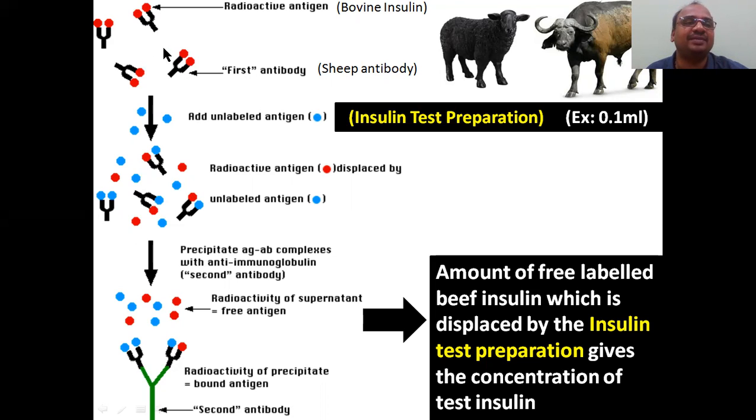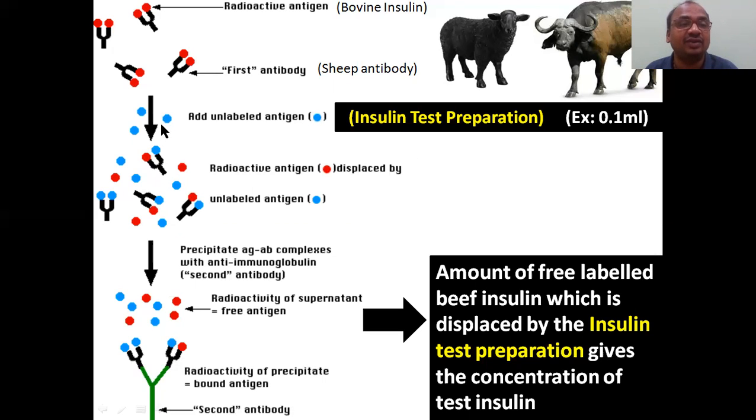Now what happened? Our test preparation. See, take the test preparation now. For example 0.1 ml or 0.2 ml, whatever it may be. Take the insulin preparation now. This is an unlabeled antigen. Keep in your mind, we are not going to label this antigen, but the other antigen we are labeling. This you have separated from the sheep. You have extracted the antigen antibody complex from the sheep, and it is there in your beaker. To that, you add the insulin test preparation.